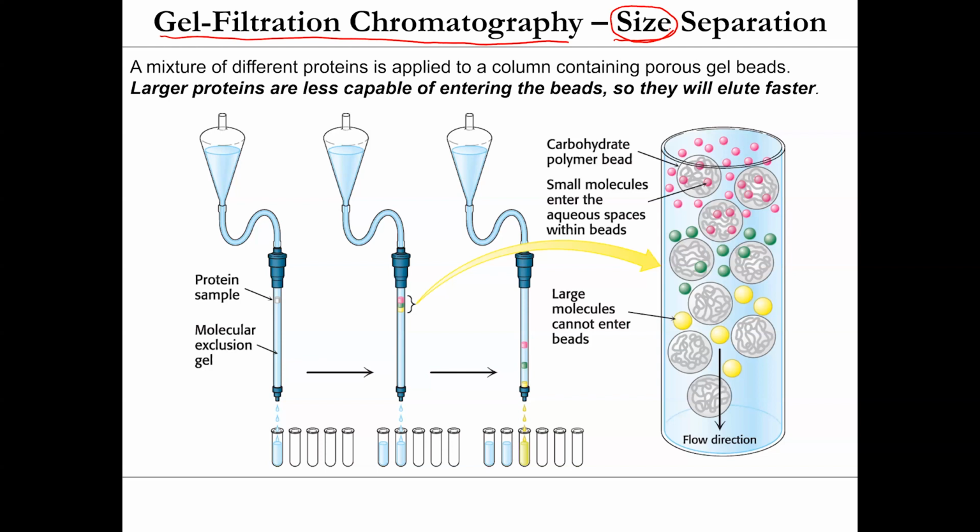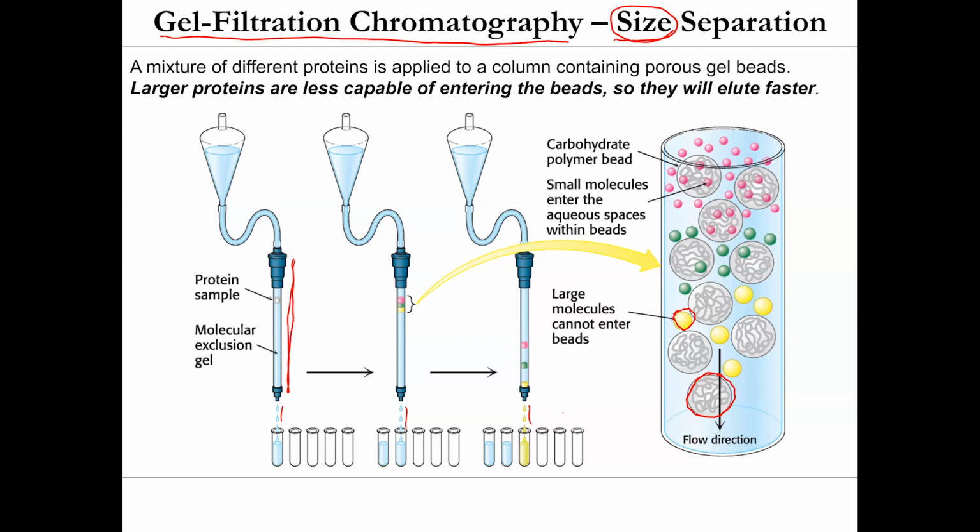In this method, you basically take a column that's filled with these beads that are sort of porous. They're usually polyacrylamide beads, so they're sort of porous gel beads. Now, larger proteins are going to be less capable of entering these beads, so they're going to go through the column faster. And so when you apply pressure and time and let those proteins separate out, you can then collect these different fractions containing proteins of different sizes.